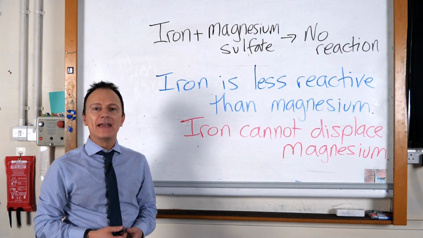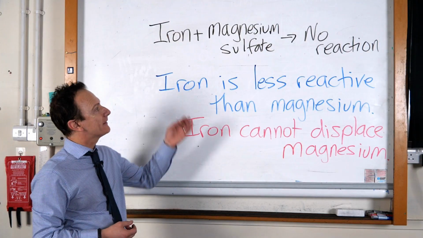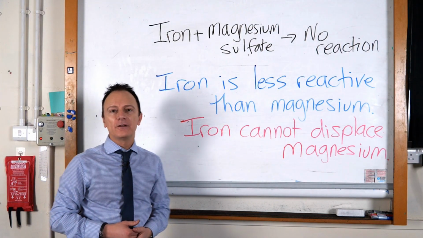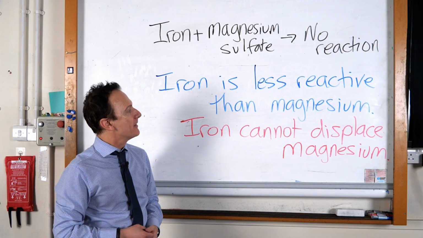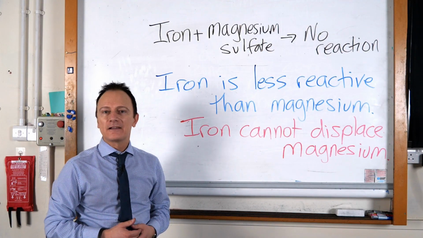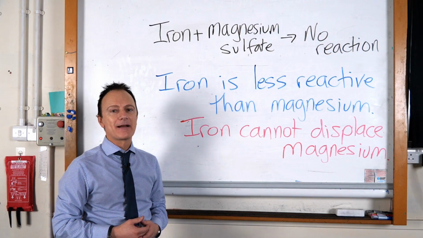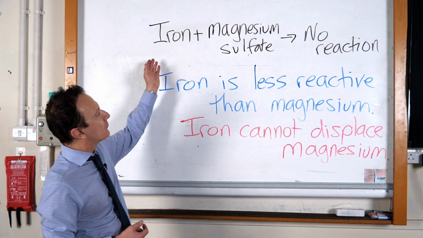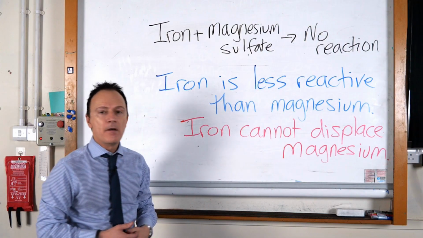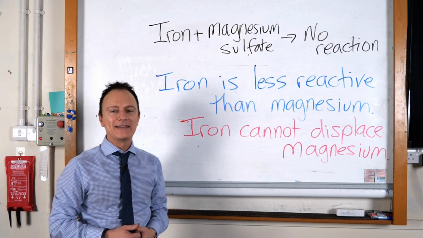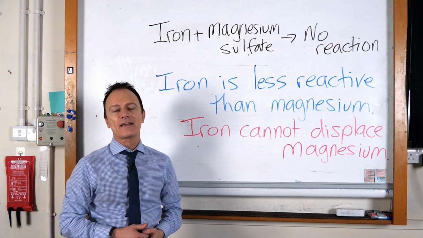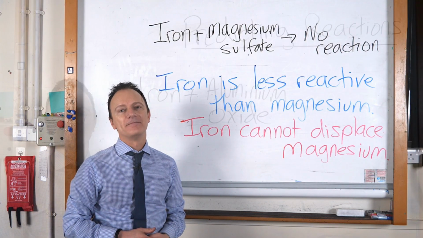When we put the iron in with some magnesium sulfate, there was no reaction. Absolutely nothing happened. And that's because iron is less reactive than magnesium. Iron is lower down the reactivity series than magnesium. So iron tried to take the place of magnesium, but it couldn't. We say that iron cannot displace magnesium, and that's because it's less reactive than magnesium.